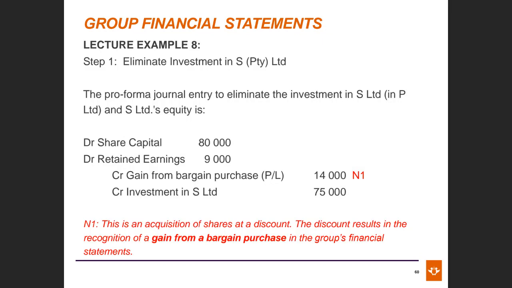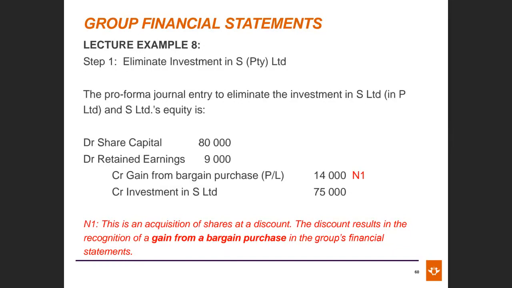So what are our pro forma journal entries in this situation? Remember, our first step was to record our pro forma journal entries. In S's books, they had a credit of share capital of 80,000. We need to eliminate that. So we are going to debit share capital in our pro forma journal entries. Remember, these pro forma journal entries will only appear in the consolidated group. They will not appear in the separate books of S or P. They are only in the consolidated financial statements.